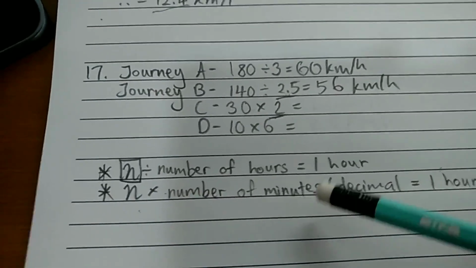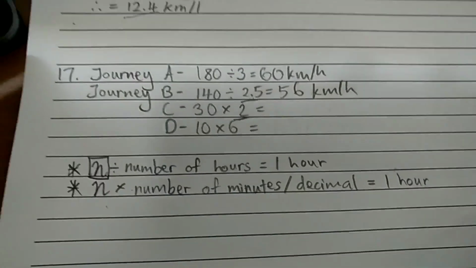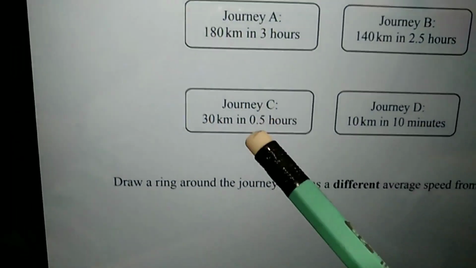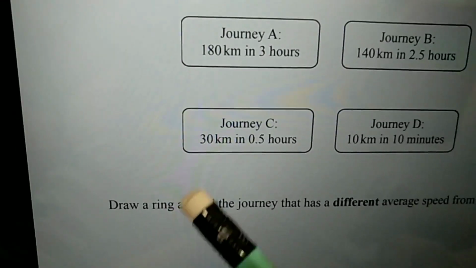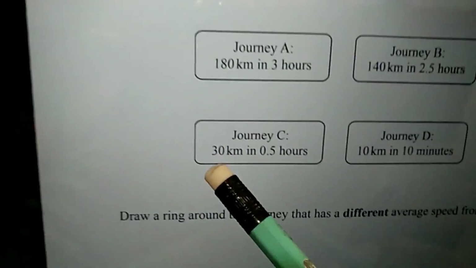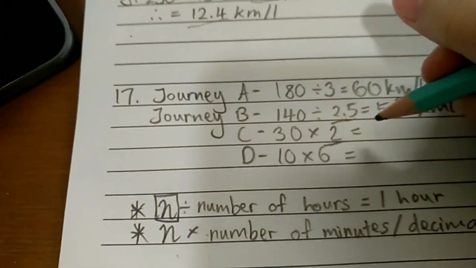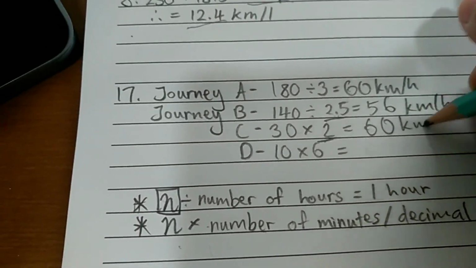What times the number of minutes equals 1 hour? Journey C. 2 times 0.5 equals 1 hour. So therefore, we have to take 2 times 30. Your answer will be 60 km/h.